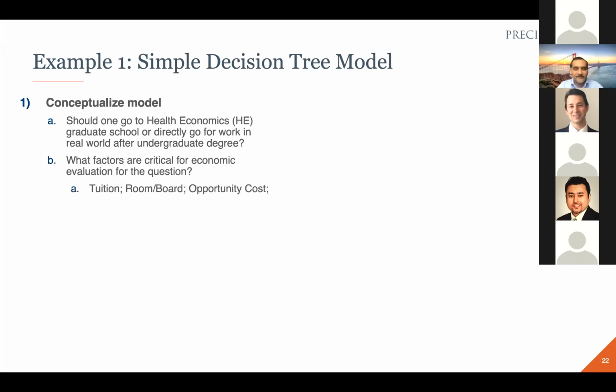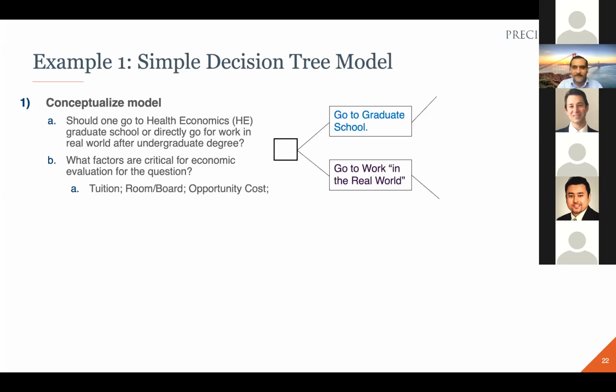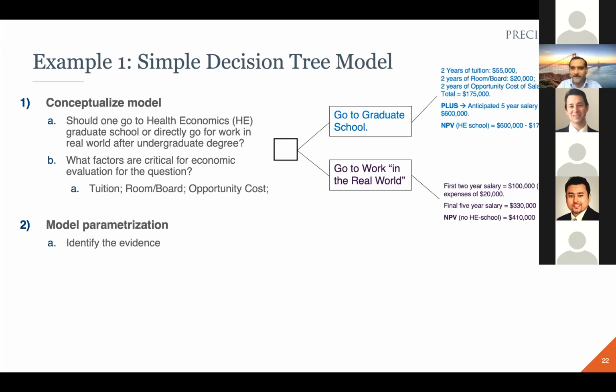So how do you conceptualize it? First of all, you have to know what factors go into making that decision. For example, the tuition of the graduate school, room and board, and opportunity cost. Many more factors could go in, but this is a simple model, so I'm just taking a few factors into account. So the decision tree is whether you should go to graduate school or go directly to real world work. Now the question is parameterizing these things.